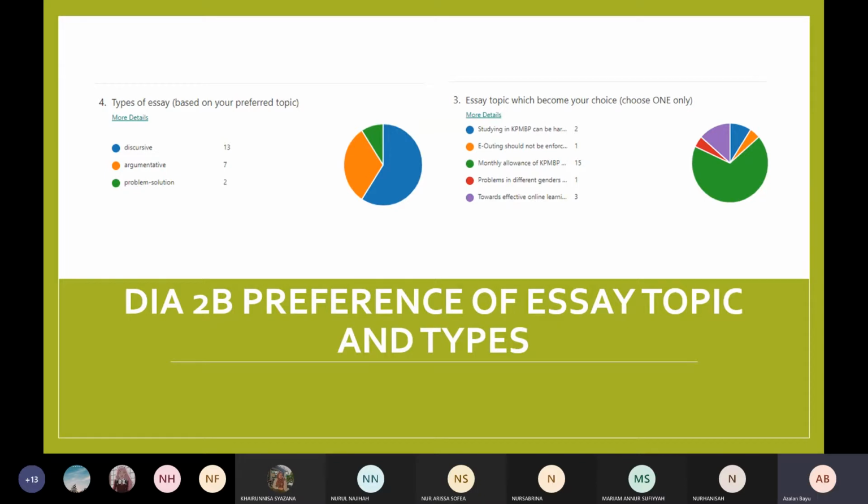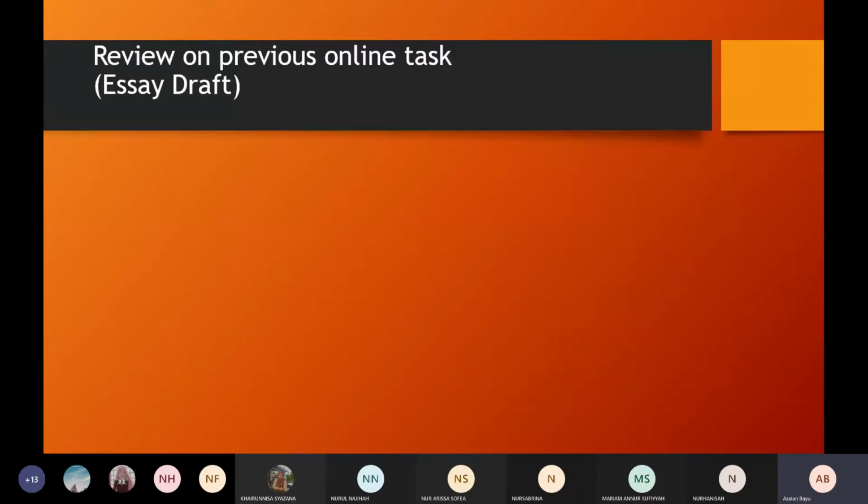Depending on the content. I have looked at your content roughly, so I have given comments there. Okay, if anyone did not get one, maybe I overlooked it, please inform me earlier, okay? Because the comment is very important. It will guide you for the next step, which is to expand and elaborate your content. Alright, a review on the previous online task. I will give some short review.